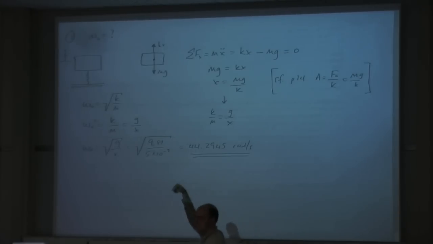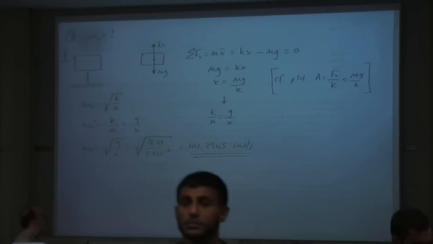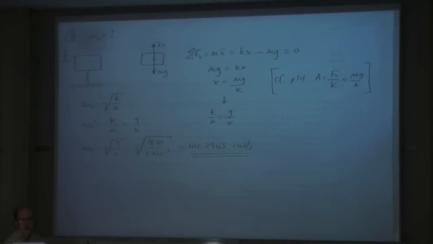Obviously kx is upwards minus mg pointing downwards. Those two things are therefore equal to each other. The mass is equal to the spring force because it's not moving. And you can rearrange to solve for x. Now I know that omega naught is the square root of k upon m. And if I rearrange my equation to solve for k upon m, I get g upon x. And so I can simply substitute g upon x into my omega naught equation, and I can solve for omega naught, which is what I've done here.